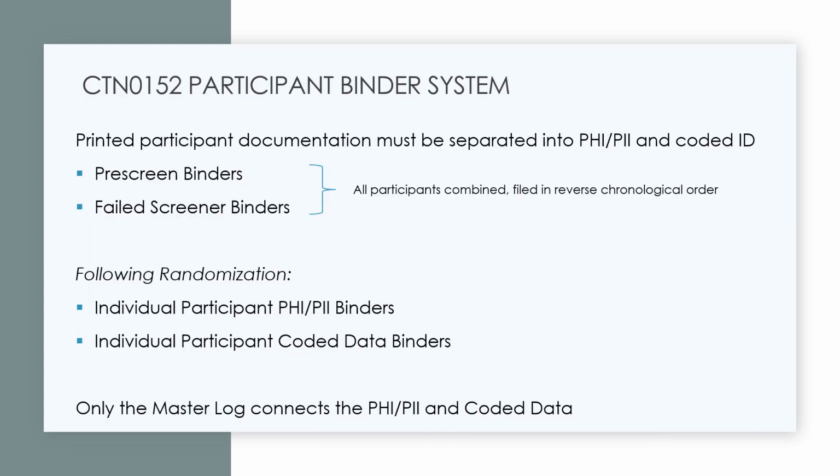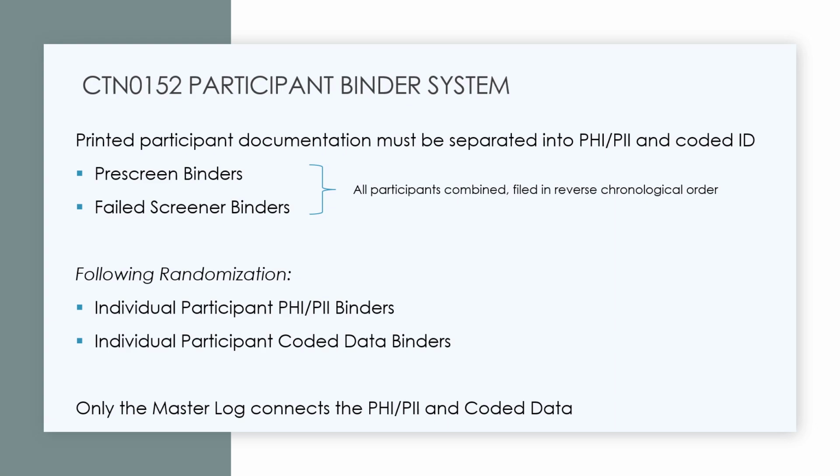Although much of the documentation for CTN 152 is electronically maintained, there will still be quite a bit of actual paper to manage. In order to keep it all organized, we ask study staff to follow the binder system spelled out in the Manual of Procedures. For participants, we must ensure that all information is separated into 1. documents that have participant identifiers, and 2. those that utilize codes when referring to the participant.